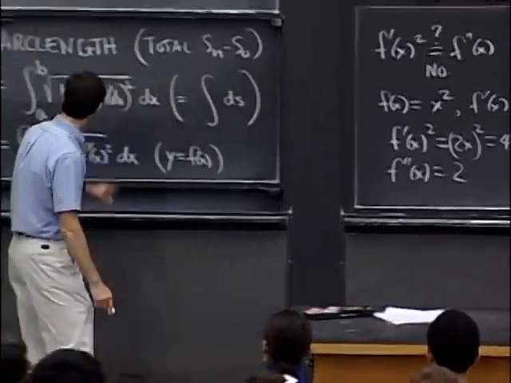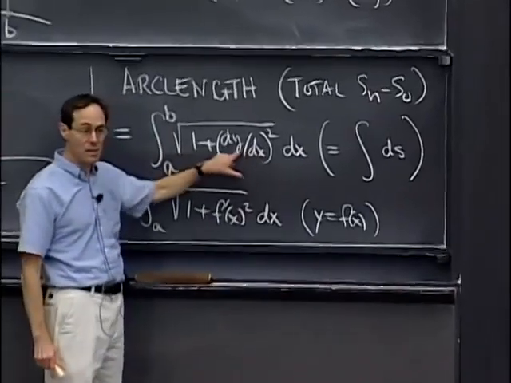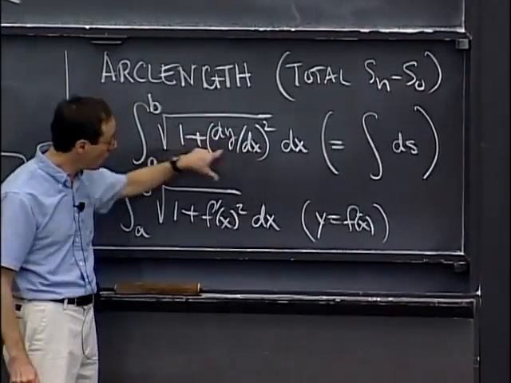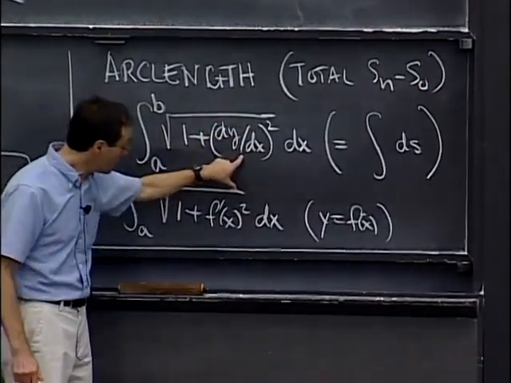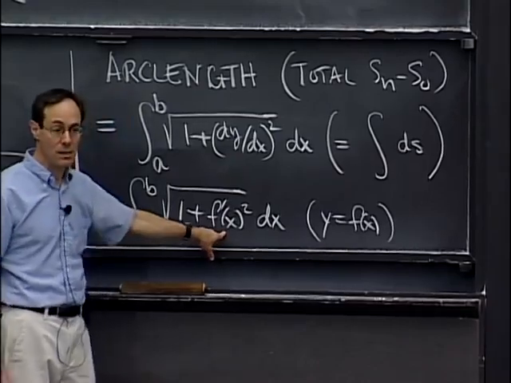The same thing over here, you can see this dy dx, this is the rate of change of y with respect to x, the quantity squared. So in other words, this thing is supposed to mean the same as that.